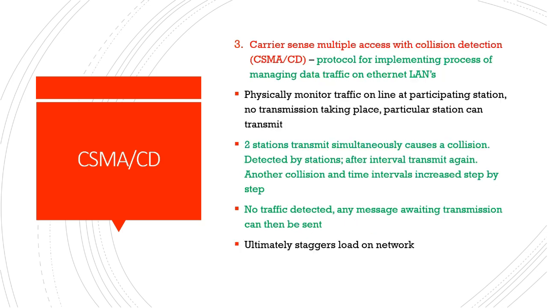The third one is CSMA/CD, which stands for Carrier Sense Multiple Access with Collision Detection. Quite a mouthful, but you can also use the abbreviation CSMA/CD. This is a protocol for managing data traffic on Ethernet LANs. You physically monitor traffic on the line at a participating station, and if there's no transmission taking place, then a particular station can transmit data. If two stations transmit simultaneously, this will cause a collision, which will be detected by the station. After an interval, you will transmit again, and if there's another collision, you increase your time interval until it eventually sends without a collision. So when no traffic is detected, any message awaiting transmission can be sent, and ultimately it will stagger the load on the network.